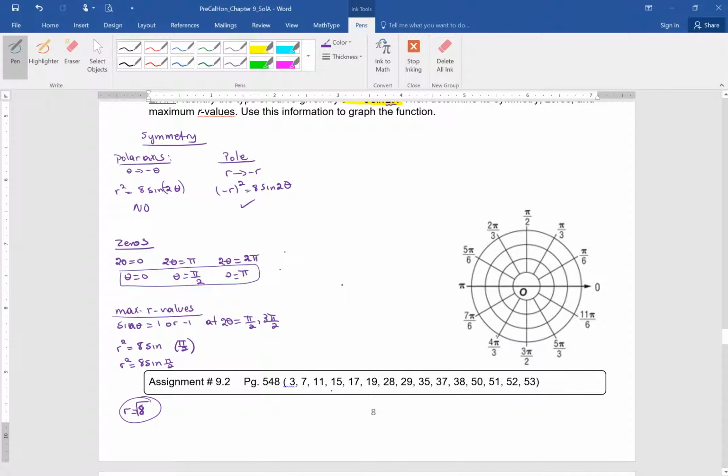To graph, let me show you how to graph on the calculator.